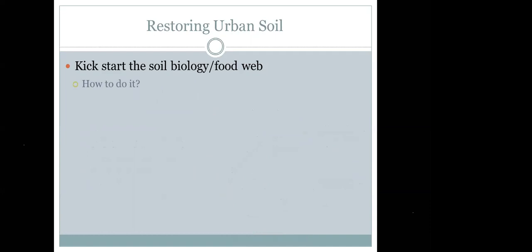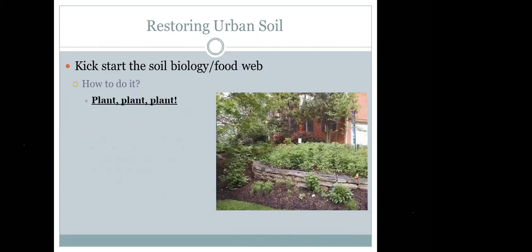How do you add organic matter to your soil? Well, there's a variety of ways to do it. The best is to plant. Plant, plant, plant. The more living roots you have in your soil, the more organic matter you're going to have in your soil. Roots themselves actually kick out a lot of organic matter.